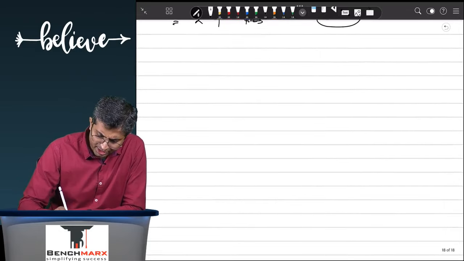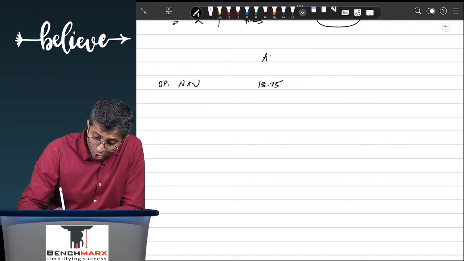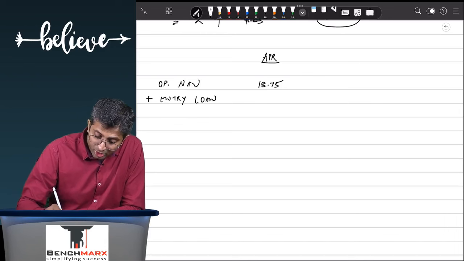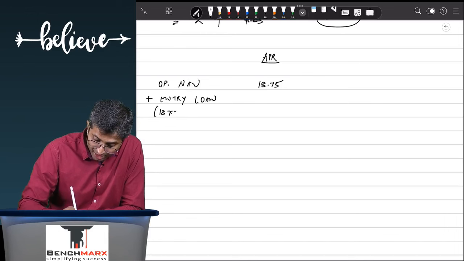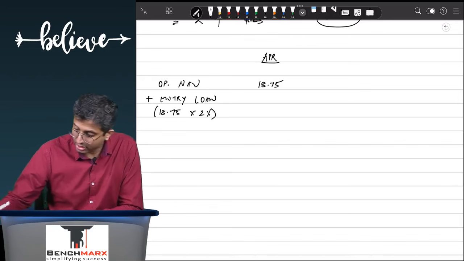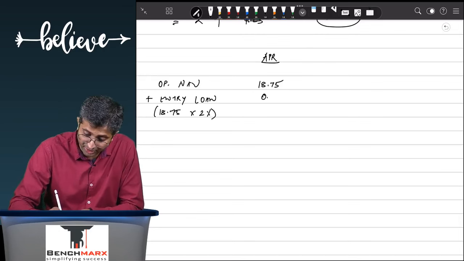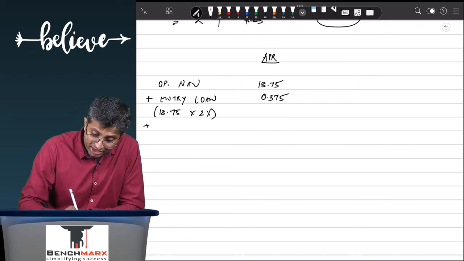So if I were to discuss this, you will start in either case at the opening NAV. The opening NAV is 18.75. So if I want to find the units of April, I will say that new units are issued and hence there will be entry load. The entry load is 2% of 18.75. 18.75 into 2% comes to, let's say, 0.375. This is to be added, and then plus dividend equalization.